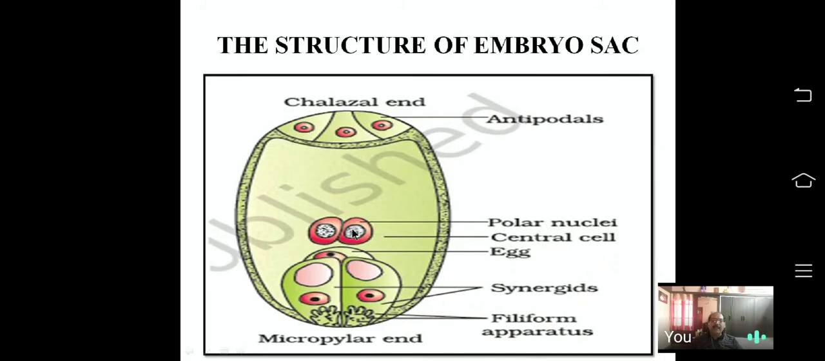So there are a total of 8 nuclei present in an embryo sac. But how many cells? 7 cells. So this stage is called the 7-celled 8-nucleate stage of the embryo sac. This is about the female gametophyte, the embryo sac.